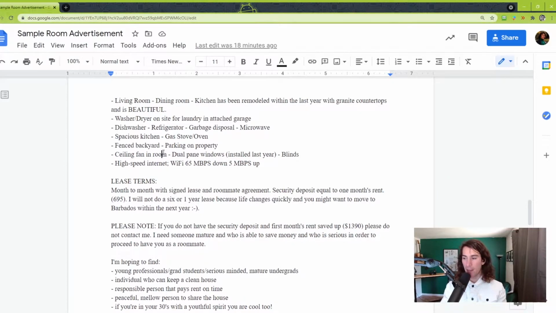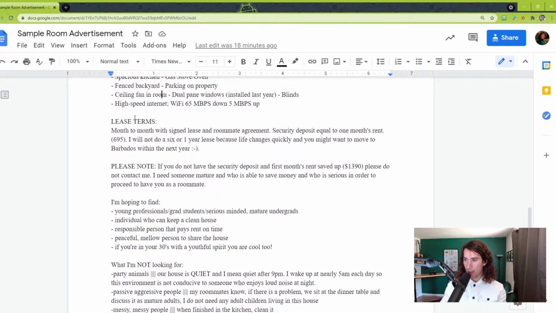Call your internet company, do the research on your bill. It'll tell you what your internet speed is, and put that there. Then just really, really easy lease terms. This is not obviously the lease agreement, which you will have access to as well, but this just shows them month to month with a signed lease. You can do a 6-month or 1-year lease.